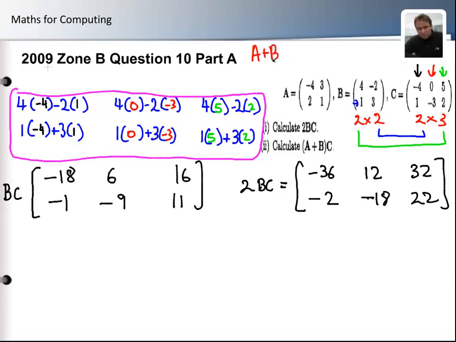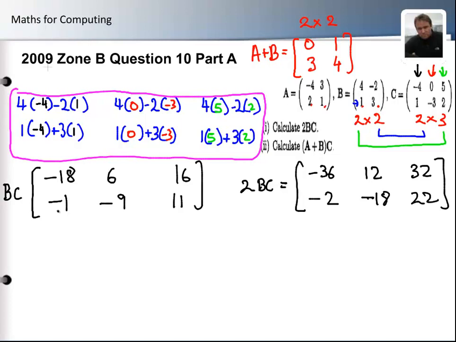So A plus B is equal to minus 4 plus 4, which is 0. 3 and minus 1 plus minus 1, add them together, you get 1. 2 and 1, you get 3. 1 and 3, you get 4. So that's A plus B. A plus B is a 2 by 2 as well, so it's also compatible with C for multiplication.